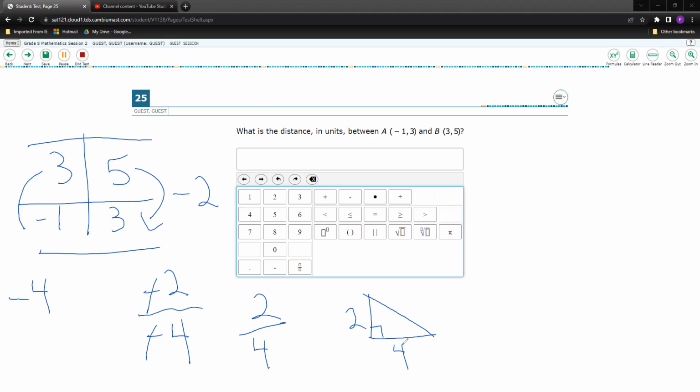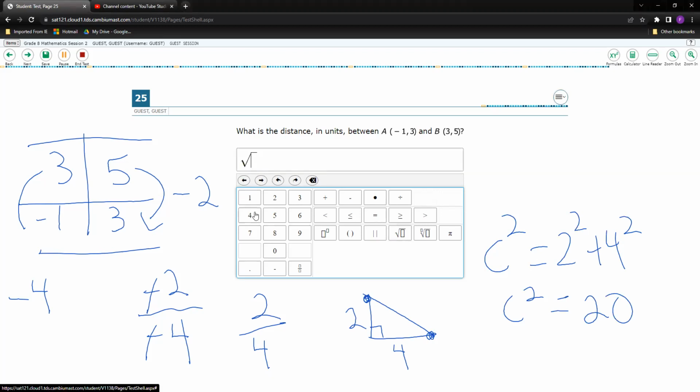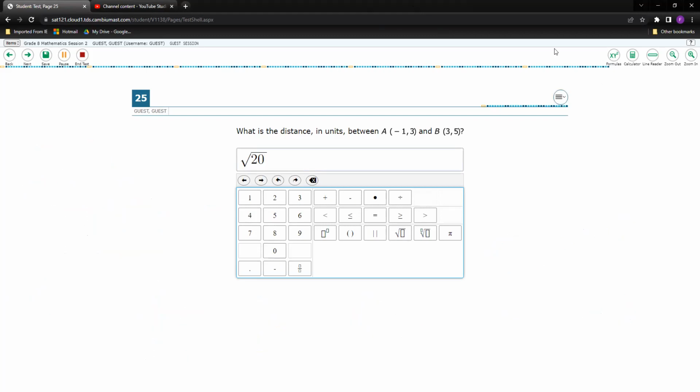What is it going to be? The distance between the 2 points. In other words, the length of the hypotenuse. C squared is equal to 2 squared plus 4 squared. C squared is equal to 4 and 16 is 20. So the square root of 20. Let me see if I can just type that, because that would be a properly correct answer. The square root of 20 is exactly the distance. So, okay, there you have it. Clearing all drawings. Moving to the next question.